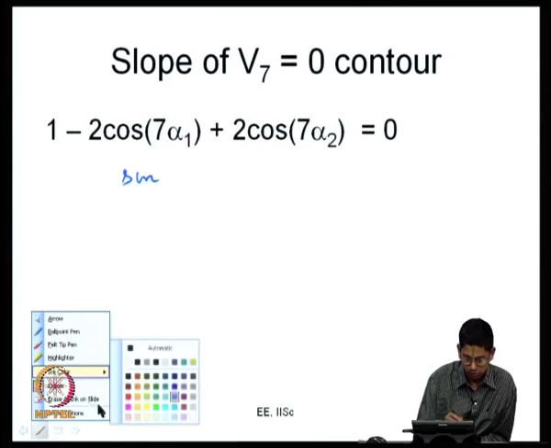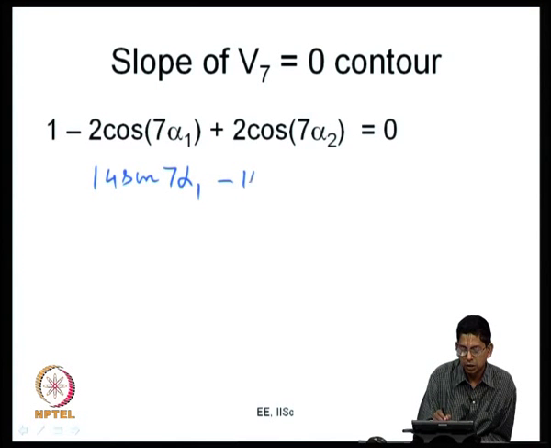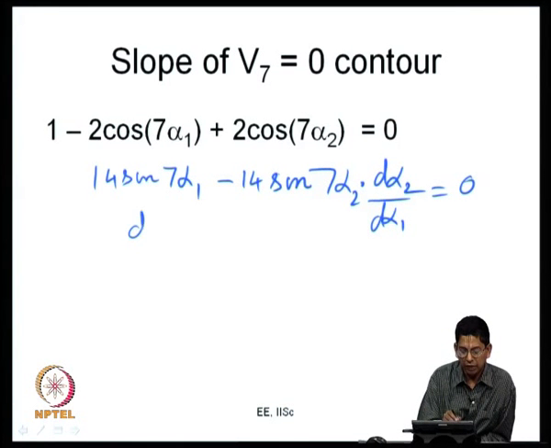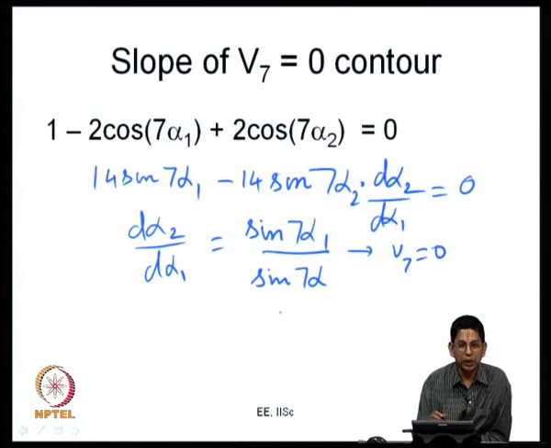14 times sine of 7 alpha 1 minus 14 times sine of 7 alpha 2 times d alpha 2 by d alpha 1 is 0. So, once again you will have d alpha 2 by d alpha 1 is equal to sine of 7 alpha 1 by sine of 7 alpha 2. This is true for any V 7 is equal to 0 contour. So, you can see that it is very similar.